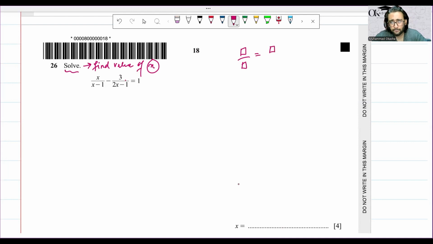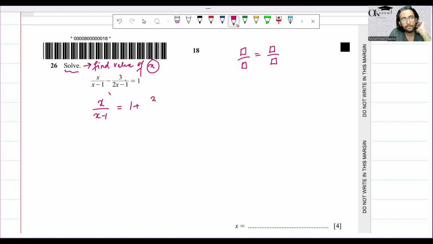Whenever I get something like this, fractions in an equation, my number one strategy is to work in such a way that I get two fractions on both sides of the equation, so that I can cross multiply, because apart from cancellation, I also love cross multiplying. So ideally I want two fractions on either side of the equation. I'll keep x over x minus 1 over here, and I'll send 3 divided by 2x minus 1, the other fraction, over to the other side of the equation.